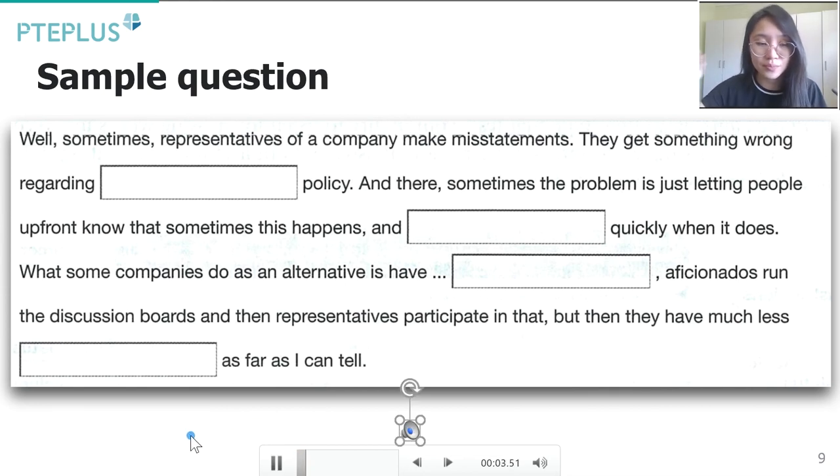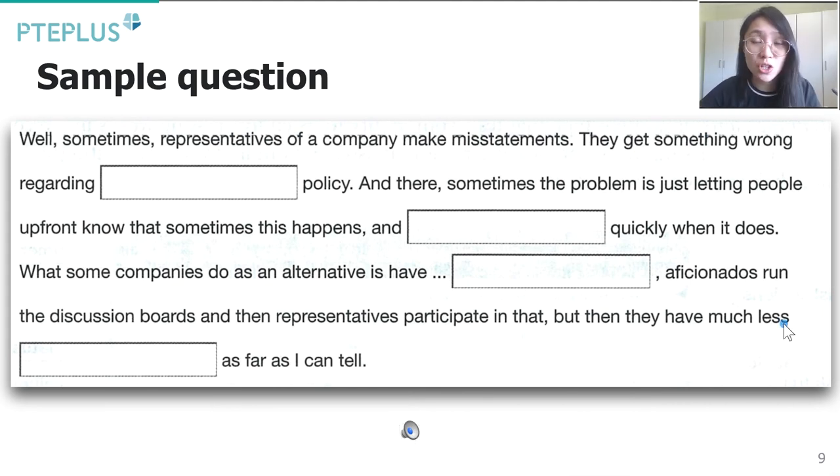Chapter 6, Fill in the Blanks, Track 12. Well, sometimes representatives of a company make misstatements. They get something wrong regarding corporate policy. And there, sometimes the problem is just letting people up front know that sometimes this happens and apologize quickly when it does. What some companies do as an alternative is have hobbyists, aficionados run the discussion boards, and then representatives participate in that, but then they have much less liability as far as I could tell.